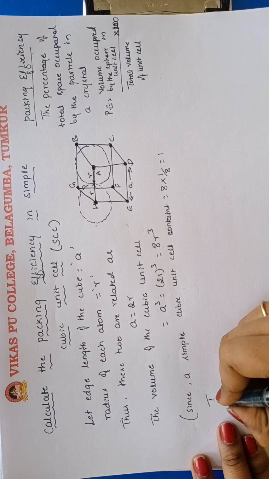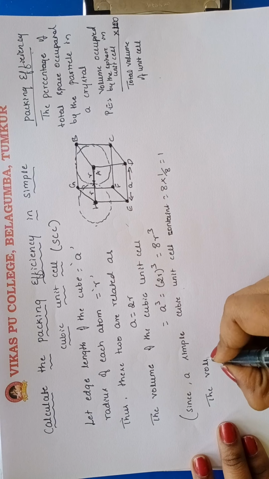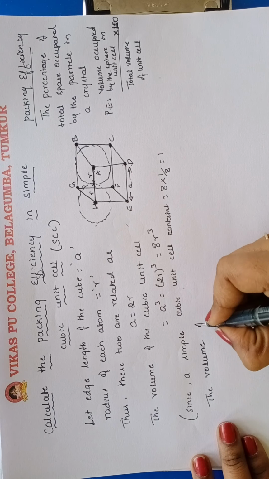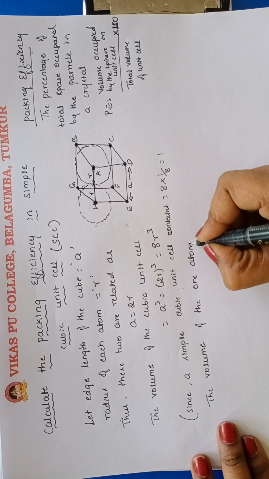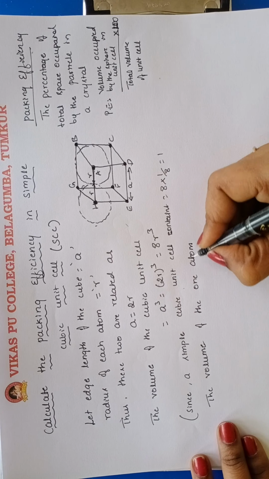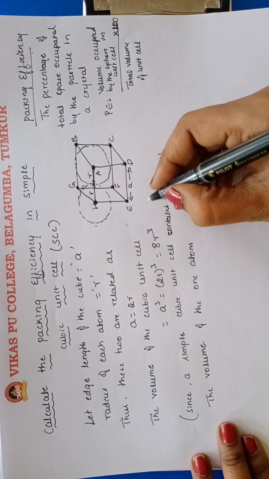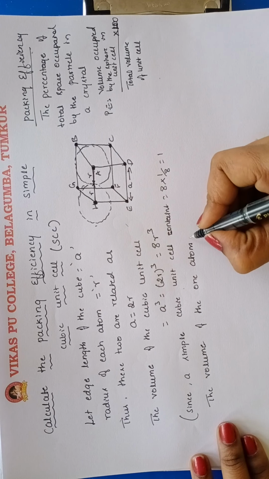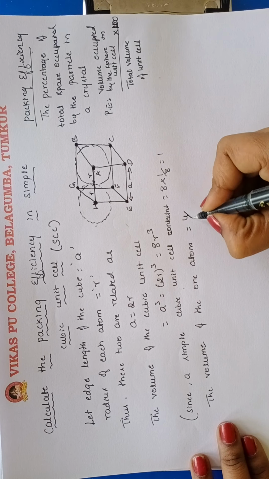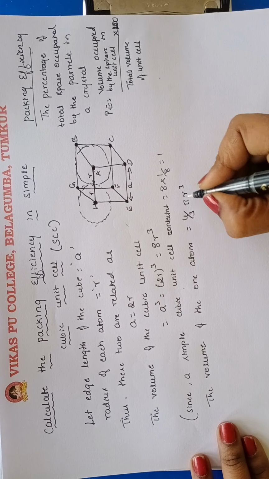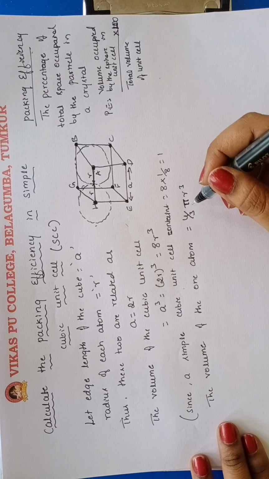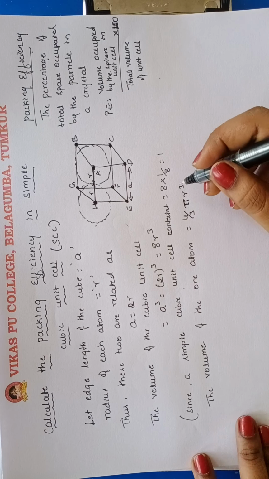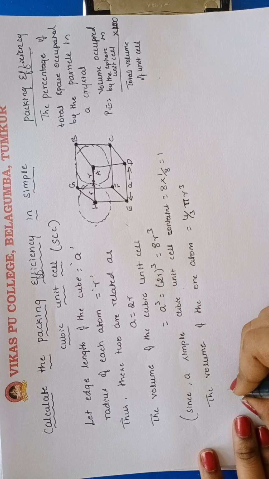The volume of one atom or one sphere: an atom is nothing but in the form of a sphere, that is what we take. The volume of one sphere is equal to 4 by 3 pi r cube. The formula for the volume of a sphere, 4 by 3 pi r cube, that we use, we use the same here.